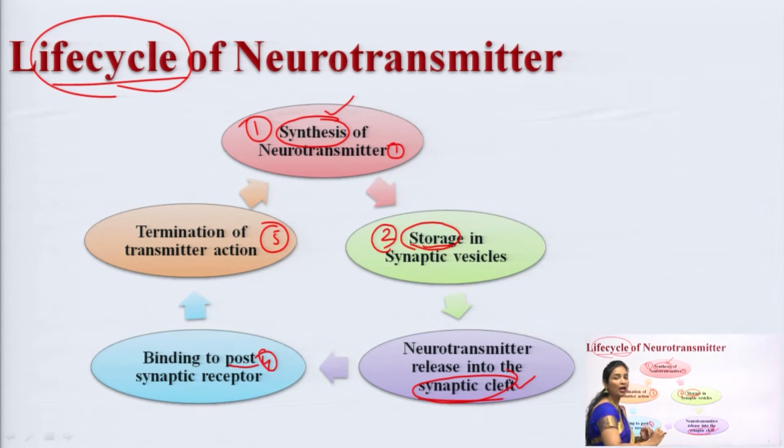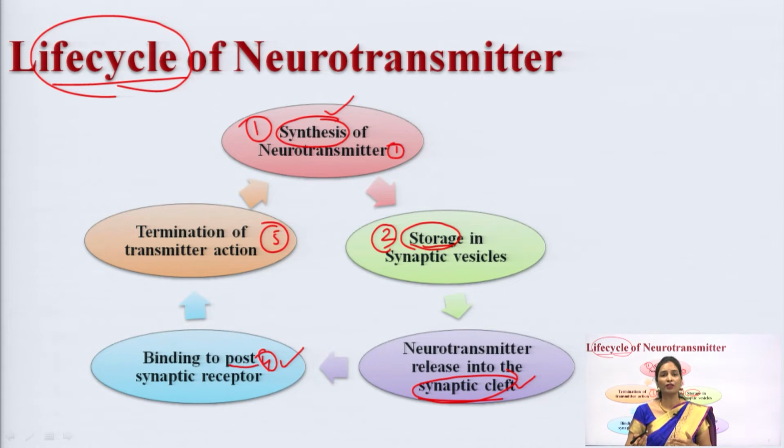synaptic cleft. After releasing into the synaptic cleft, the neurotransmitter will go and bind to the postsynaptic neuron where the receptors are present. Once it binds to the postsynaptic neuron and shows its action, it will be terminated from there, right? It will get terminated from there, and finally the steps will happen. What is the action that will be shown with the neurotransmitter.